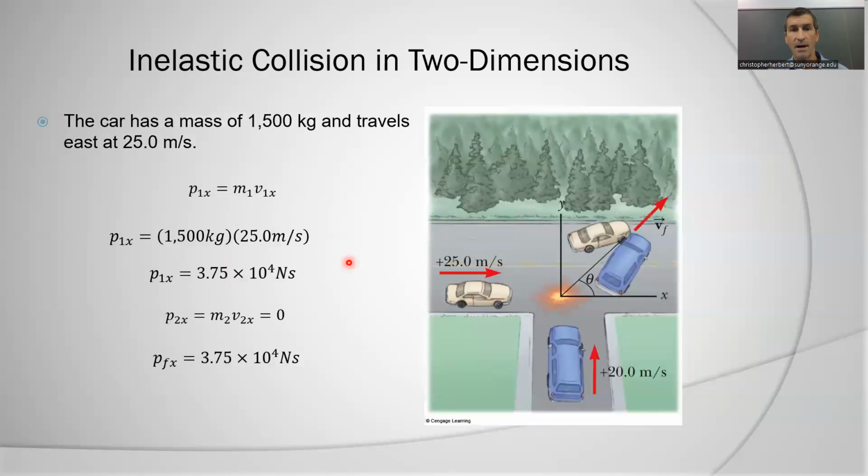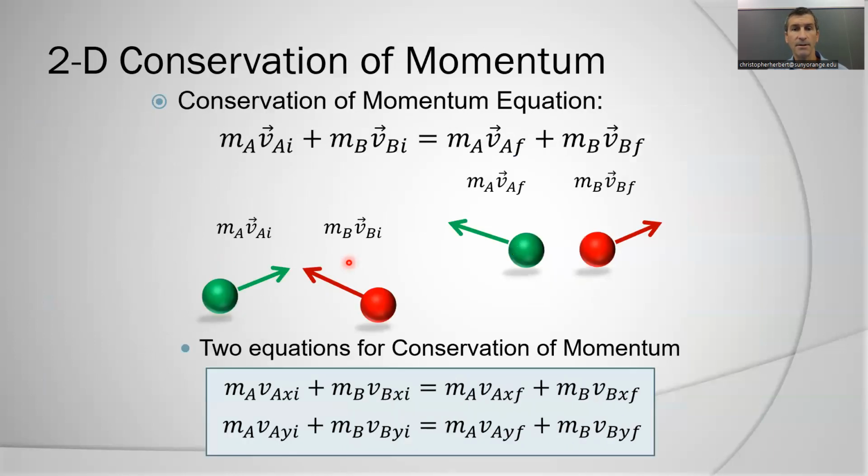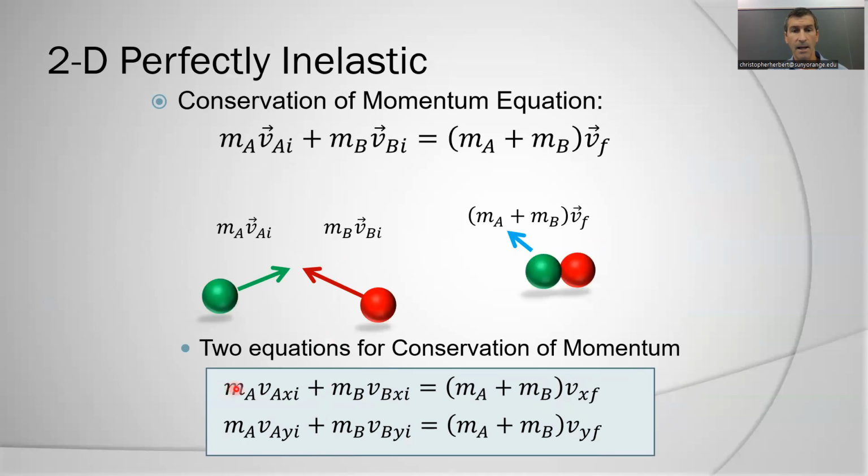Again, we don't write this out explicitly, but going back to this equation right here, our first vehicle had momentum in the x direction, the second one did not. So this is our momentum. It is going to be equal to the sum of the masses times the final velocity. The car had no momentum in the y direction. The SUV had all the momentum. So the total mass times the final velocity will be related to that momentum.